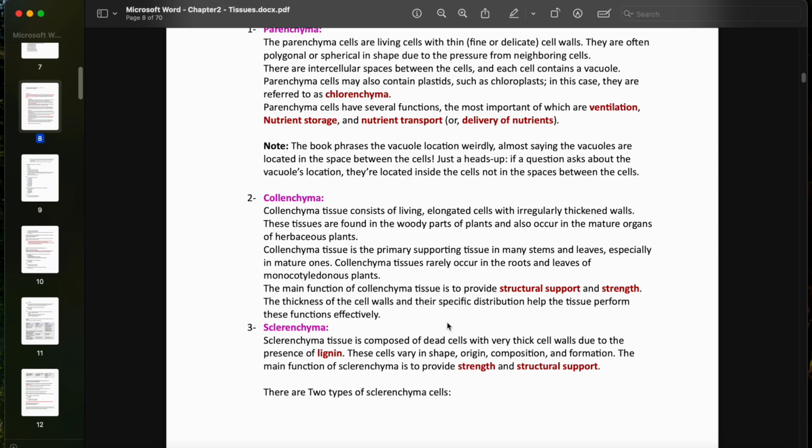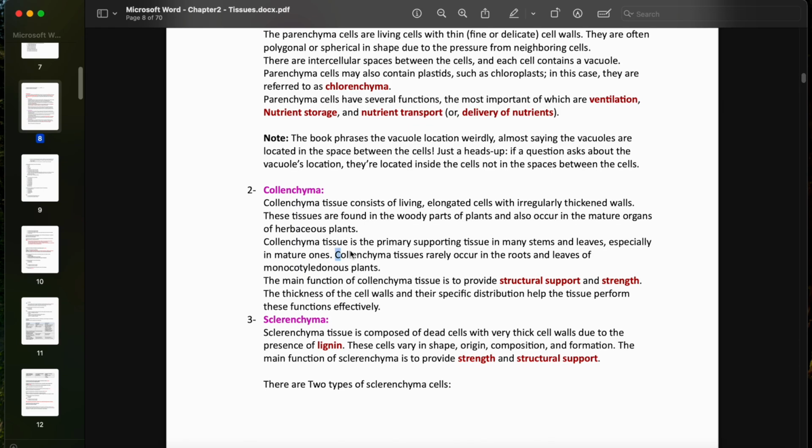Next, we have the collenchyma. Collenchyma tissue consists of living, elongated cells with irregularly thickened walls. These tissues are found in the woody parts of plants and also occur in the mature organs of herbaceous plants. Collenchyma tissue is the primary supporting tissue in many stems and leaves, especially in mature ones. Collenchyma tissues rarely occur in the roots and leaves of monocotyledon plants.